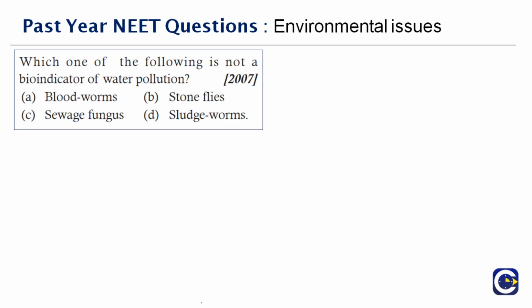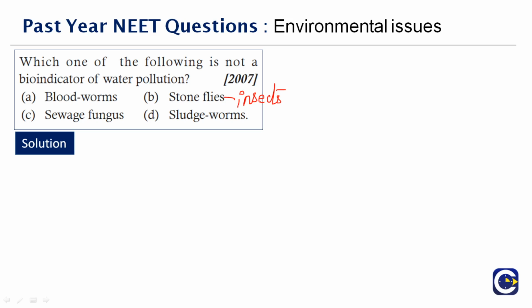Okay, next question here. Which one of the following is not a bioindicator of water pollution? So we have 4 options here. The right answer to this question is stoneflies. So if you see, these stoneflies are basically insects, and they are not bioindicators.